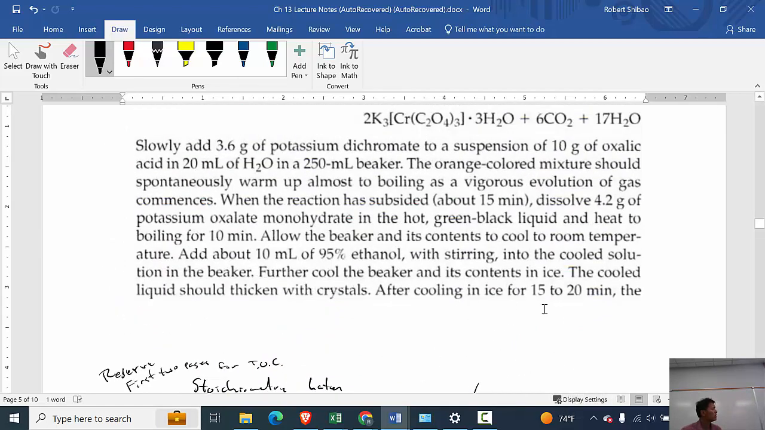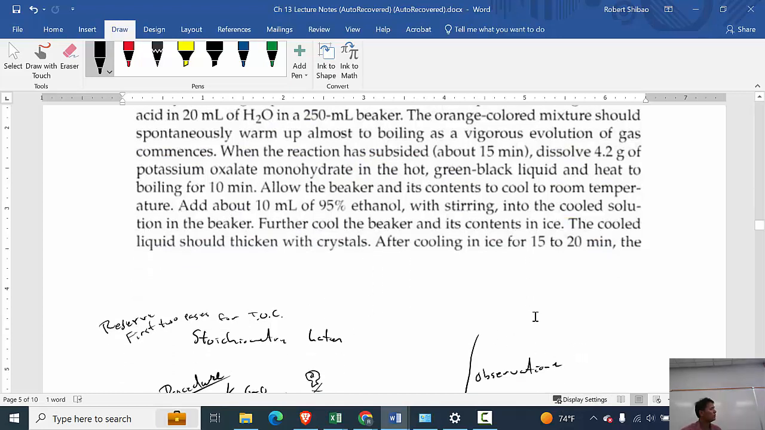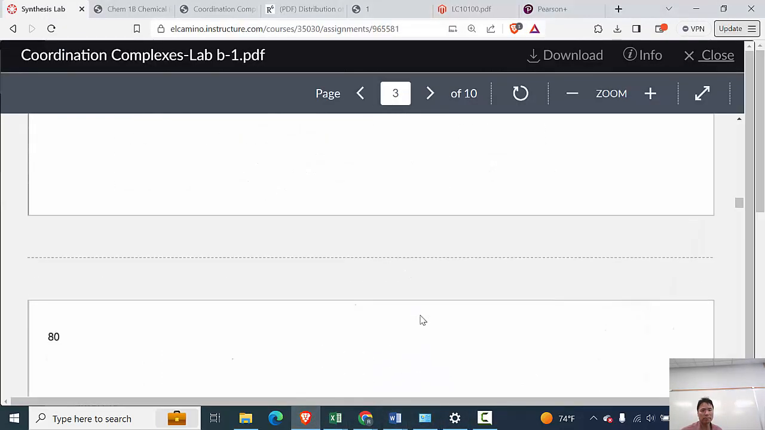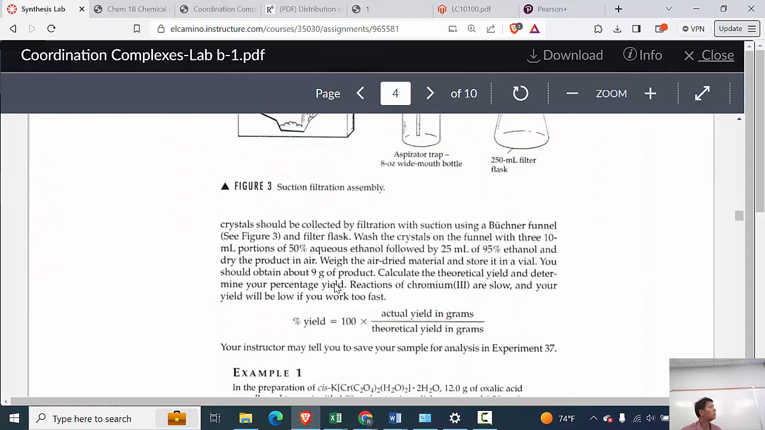Further cool the beaker and its contents in ice. The cooled liquid should thicken with crystals. After cooling in ice for 15 to 20 minutes, let me go back to the lab. The crystals should be collected by filtration with suction using a Buchner funnel, see figure 3, and filter flask. Wash the crystals on the funnel with 3 10 milliliter portions of 50% aqueous ethanol, followed by 25 milliliters of 95% ethanol, and dry the product in air. Weigh the air-dried material and store it in a vial. You should obtain 9 grams of product. Calculate the theoretical yield.